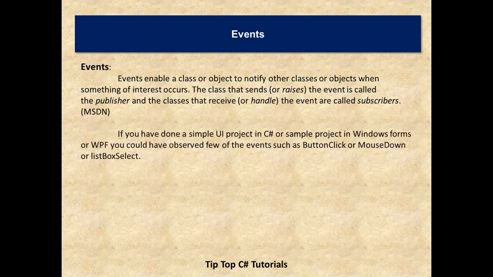If you have done any simple UI projects in C# or sample projects in Windows Forms or WPF, you could have observed a few events such as button click or mouse down or list box selects. These are the built-in events. In the same way, we will try to implement our own events and see how to handle them. We go through each step one by one. Let's switch to Visual Studio. I have already created a project for ease of recording.